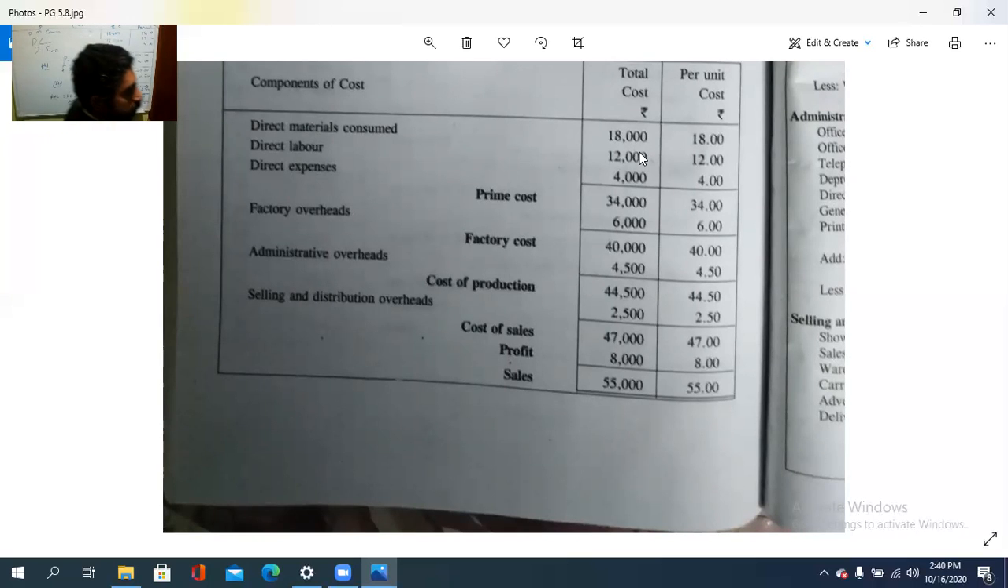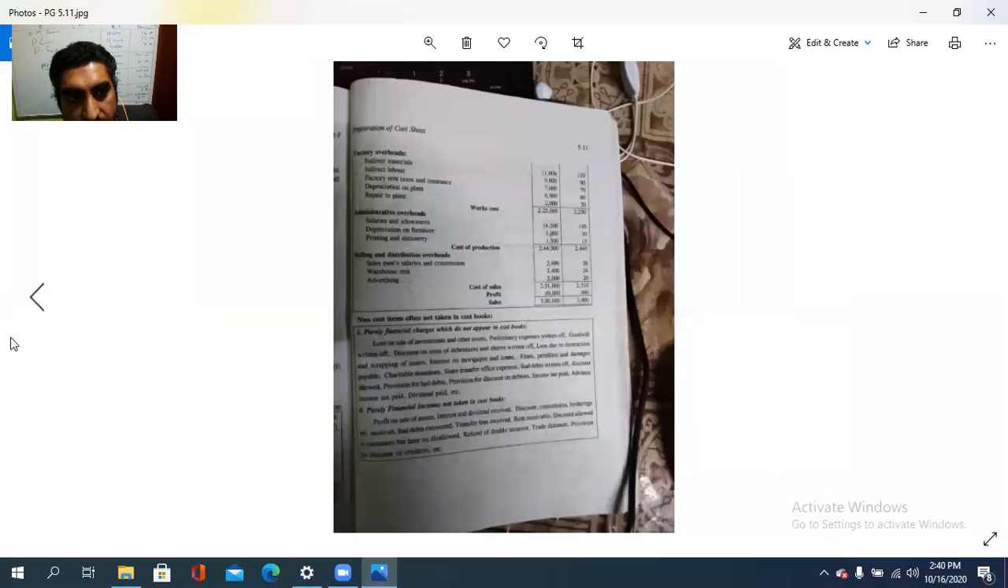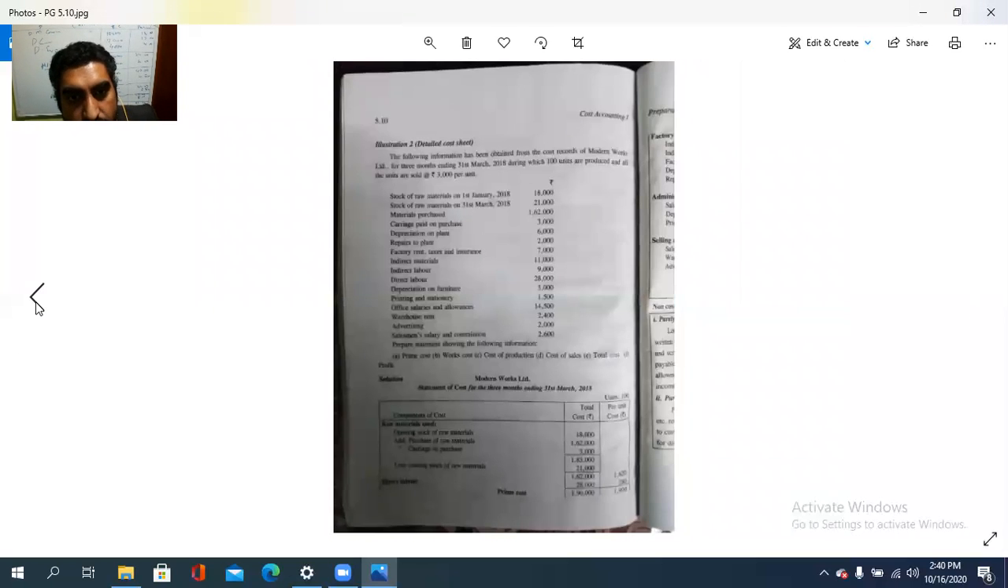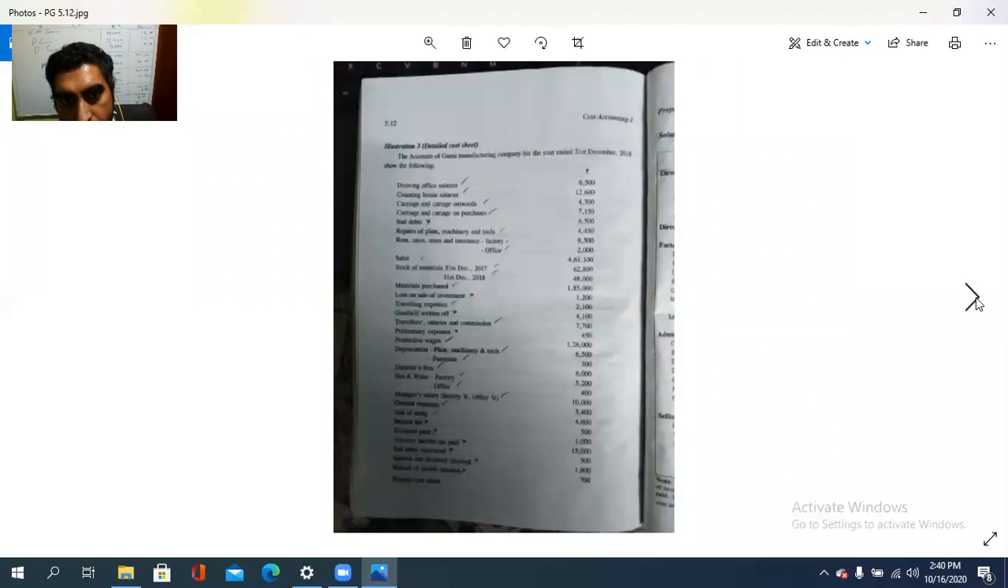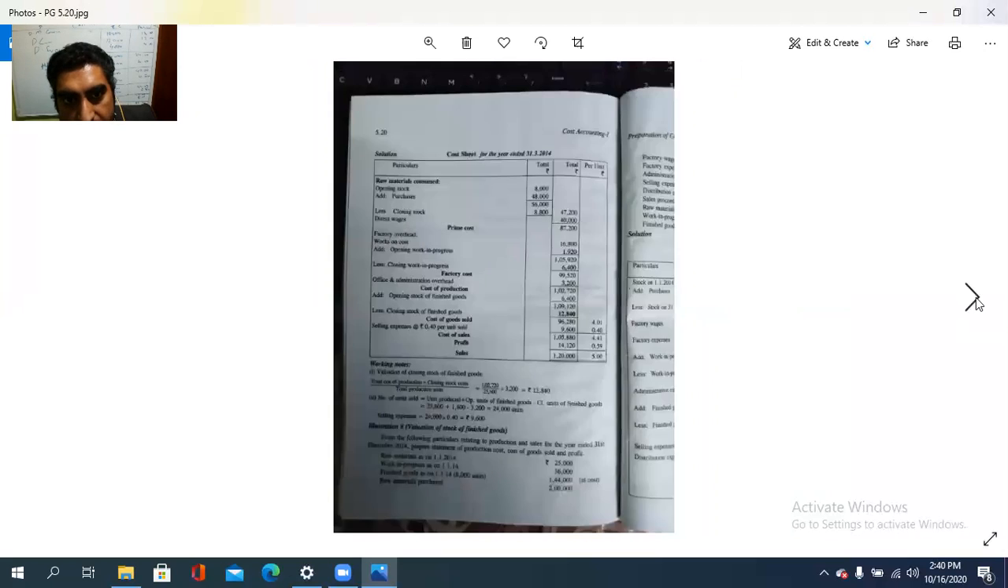So per unit profit is how much? Rupees 8. Rupees 8 per unit profit. Clear? So this is the simple cost sheet. We will do the double cost sheet or detailed cost sheet in the later class. We will do one more problem for that in the practice problem area.